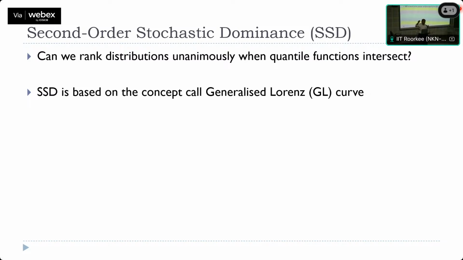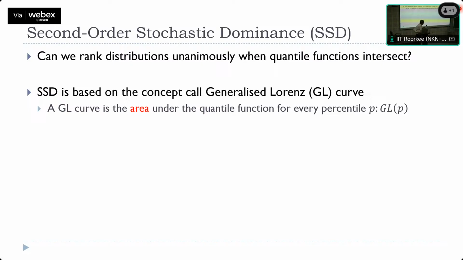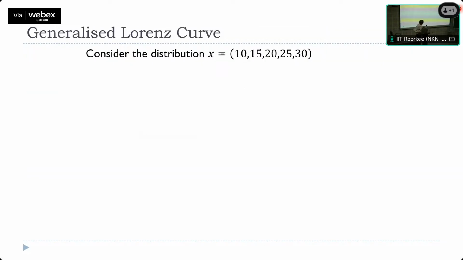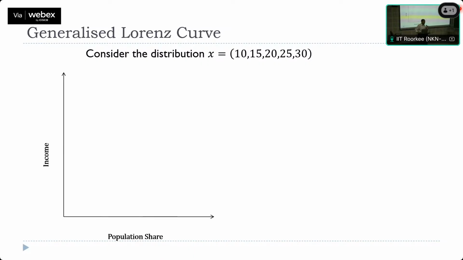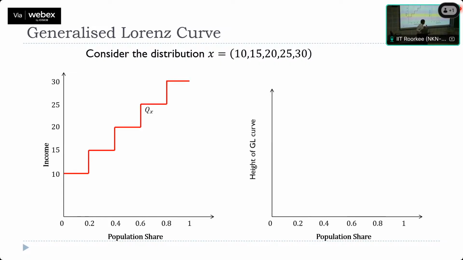So when first order dominance doesn't hold, you cannot make that strong statement, and you go to second order dominance. Let me show you very quickly how it works, graphically. It's easier. Suppose you have this distribution: 10, 15, 20, 25, 30. It's an unequal distribution, right? If I plot the percentile, or the quantile, first, this is how it looks.